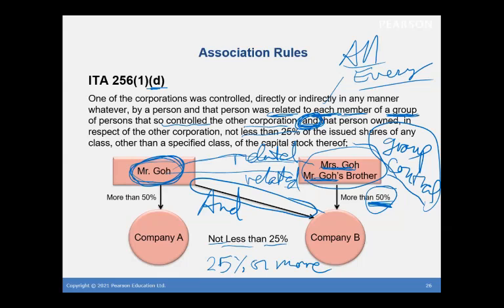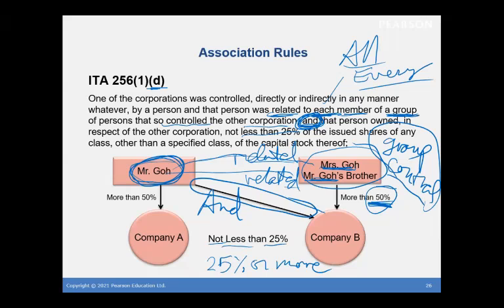Anybody have any questions? Feel free to jump in here. I do have one. Yes, go ahead. If Mr. Go is not with his brother, but let's say her friend, and they own more than 50%, would that mean the two companies will not be related? Like associated, I mean.